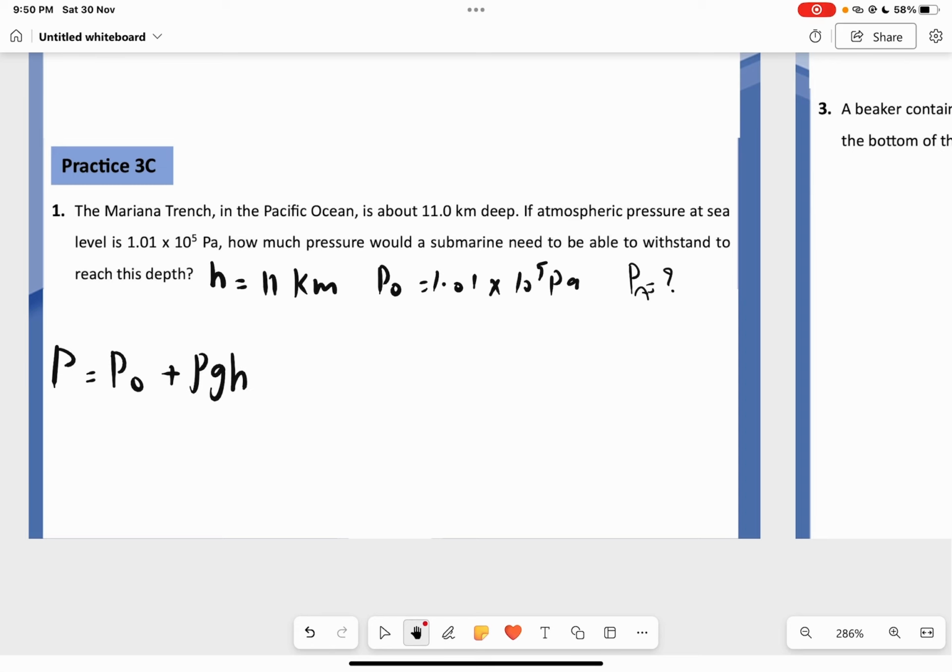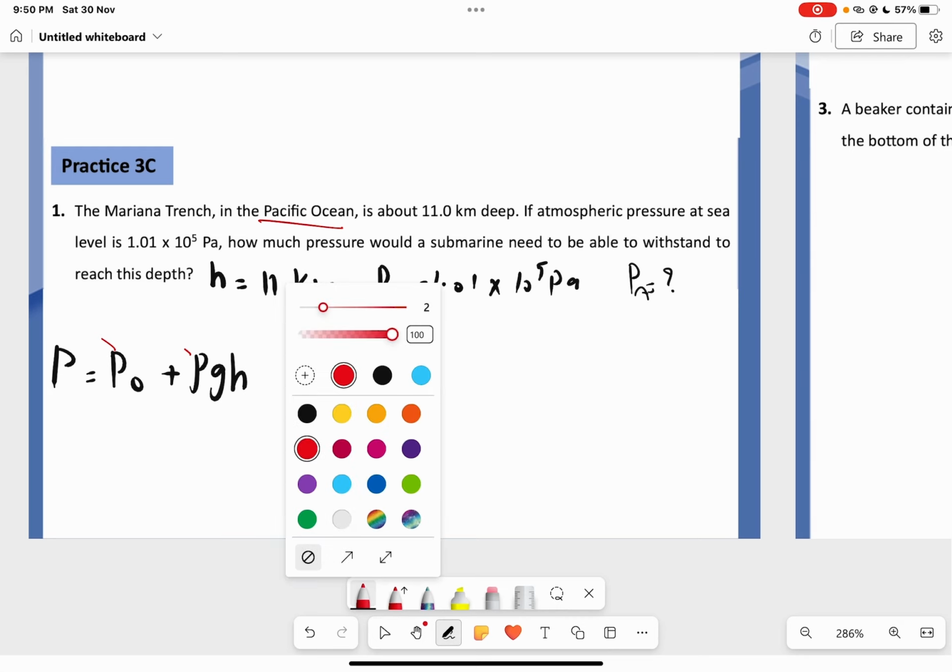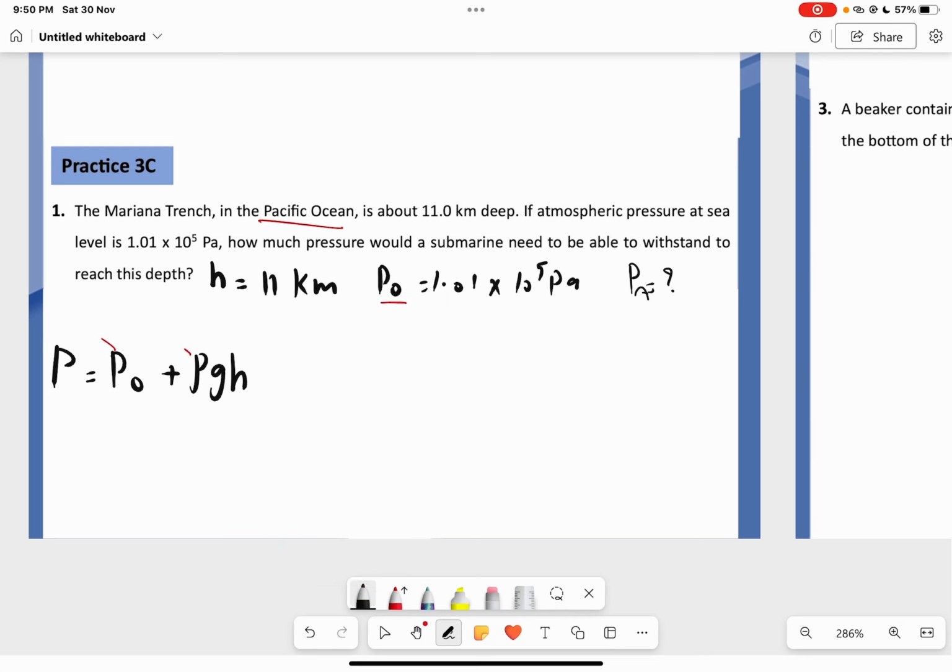Now guys, let's take a look at the givens we have. Do I have the atmospheric pressure? Yes, it is here. Do I have density? It's the density of what, guys? It says Pacific Ocean. So you know that the density of the seawater is equal to 1.025 times 10 to the power of 3 kilogram per cubic meter. Okay, this is the density.